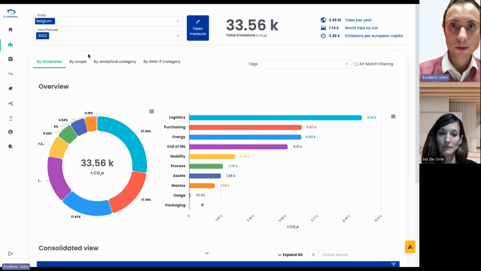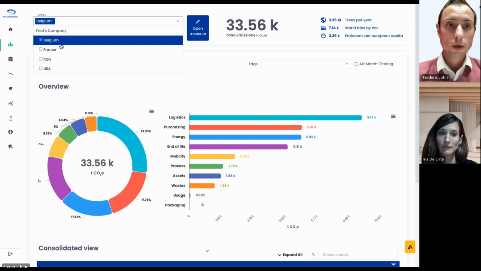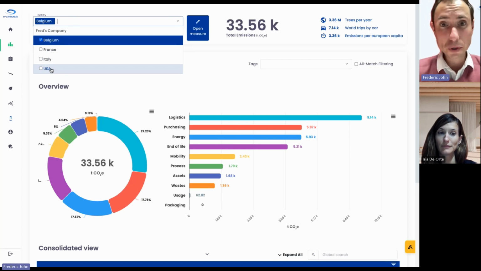For this customer in particular, we had 4 different sites. So in this tool, you can choose which site you would like to measure CO2 emissions. So here I put, for example, a site in Belgium, France, Italy, and the US. We call them entities. And an entity, for you, could be anything.